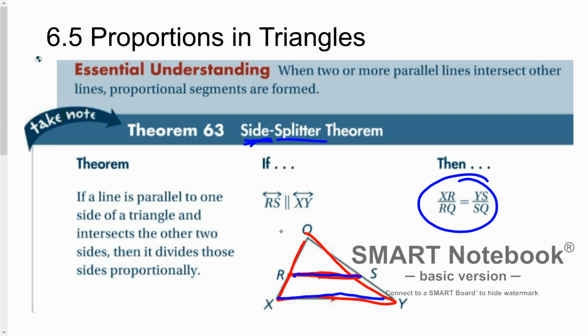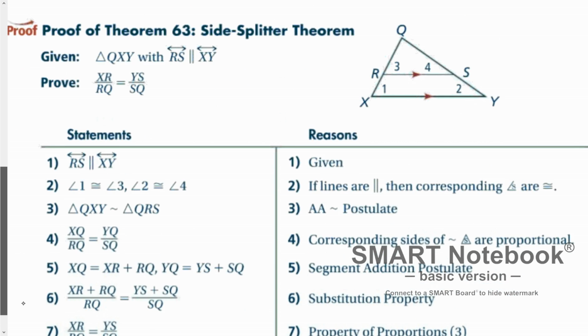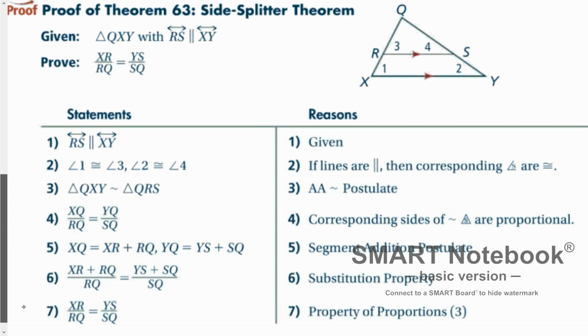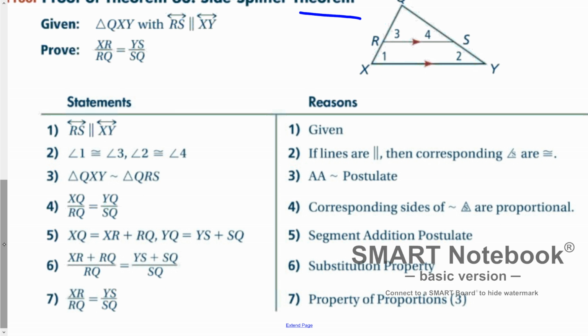Then that splits those sides proportionally, right? So we can write a proportion XR over RQ. So I can write it like this. This side over this side is equal to this side over this side. And I can flip those around and do different things with those. Okay, and then of course, here's the proof that you probably don't care about. That explains it and how you get there, because it is a theorem, so it needs to be proved. And so there, it's proved, and you could pause this and look through it, but you're not going to.